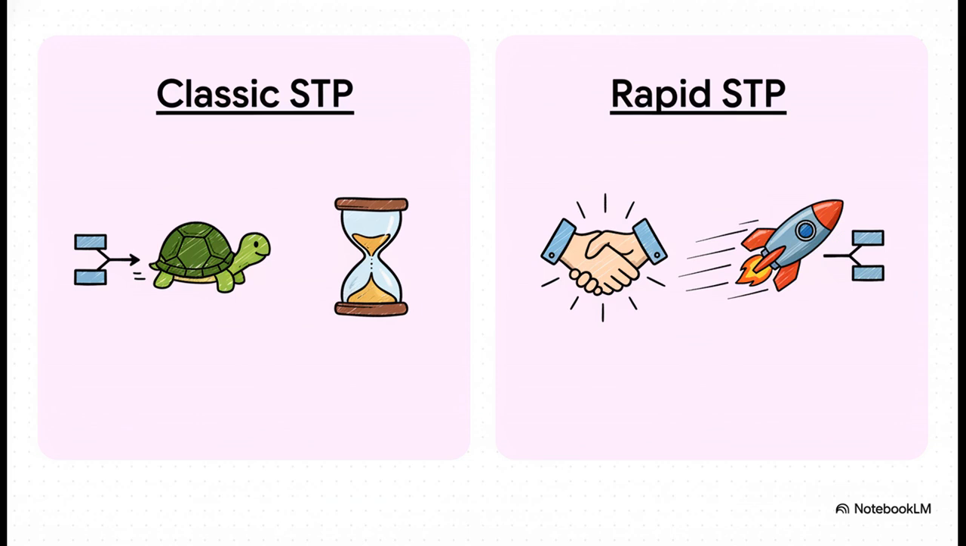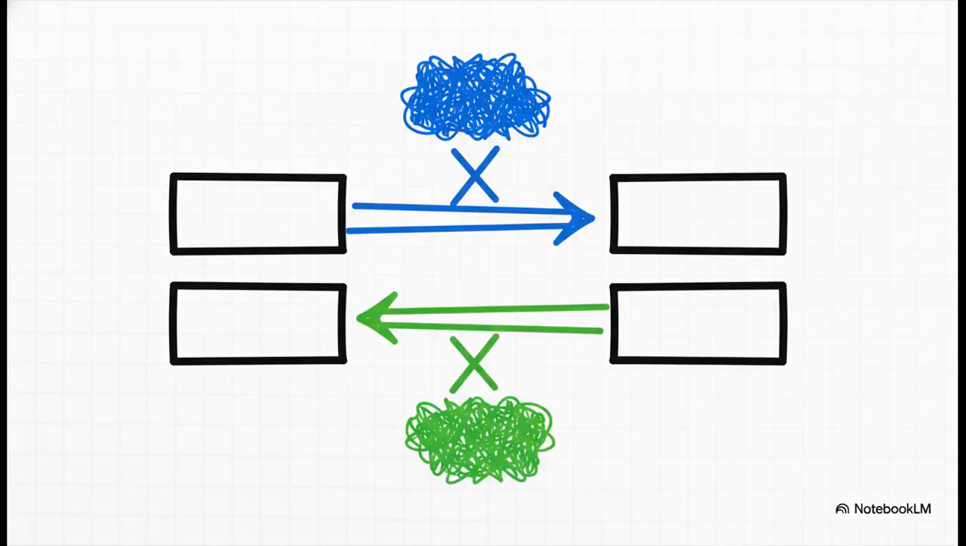Rapid STP, or RSTP, threw those timers out the window and replaced them with a lightning-fast handshake process. That cut the recovery time down to less than 2 seconds, a total game changer. But it didn't stop there. The next brilliant idea was, hey, instead of one spanning tree for the whole network, what if we made a separate one for each of our virtual LANs, our VLANs? And this opened the door to an amazing feature, load balancing.